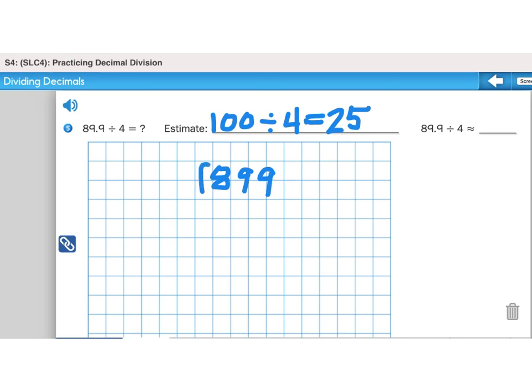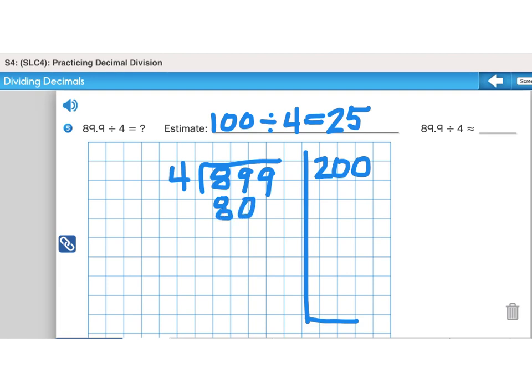So 899 divided by 4. Let's use partial product here again for those of you that like to use it. Let's take 200 times 4, because we know that's going to give us 800 to start off with. We're going to subtract that, and that gives us 99. Well, I know that if I multiply 20 times 4, that's going to give me 80. Subtract that. That will be 9, and that will be 1.